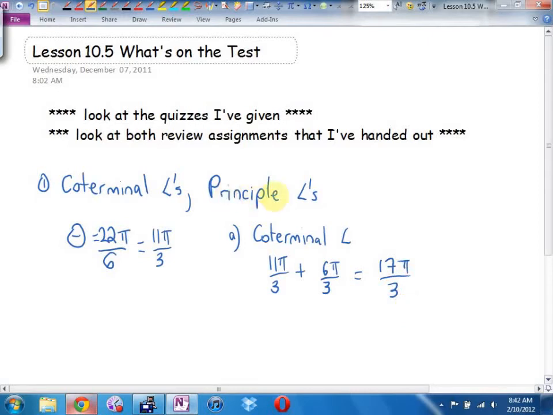Principal angles, though, those were the ones between 0 and 360 when we were talking about degrees, and 0 and 2 pi when we were talking about radians. The angle that they gave me, is that between 0 and 2 pi? Well, 2 pi is 6 pi by 3. So is this between 0 and 6 pi by 3? Nope, it's too big.